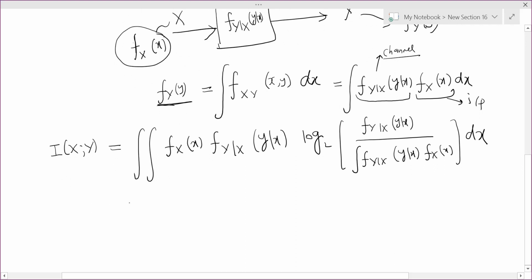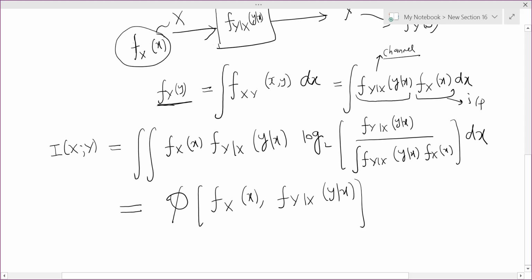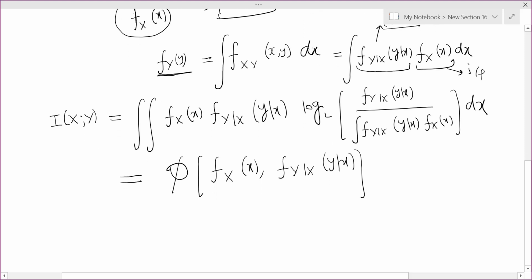Now if we see this, it appears that mutual information is some function of two quantities. One is f_X(x), the other is f_{Y|X}(y|x). Out of these two quantities, Shannon gave a remarkable result: mutual information is related to the rate at which we can transmit information over the channel. And all of us want maximum data rates.